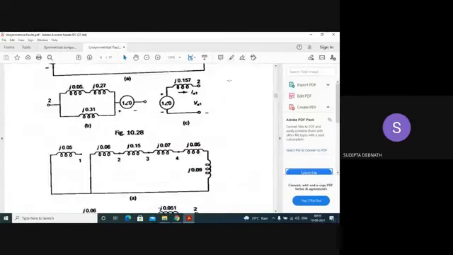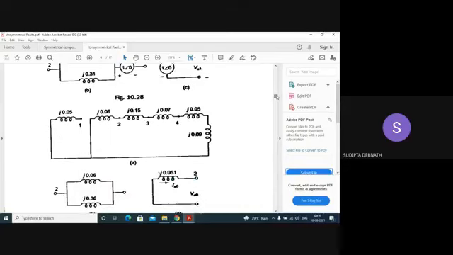Delta star means this will be connected, but this side will be connected to the ground. Okay. Now this is terminal 2. If you want to find out the Thevenin's equivalent, you have to open circuit this one. The fault has occurred here only. So open circuit this one and find the impedance.